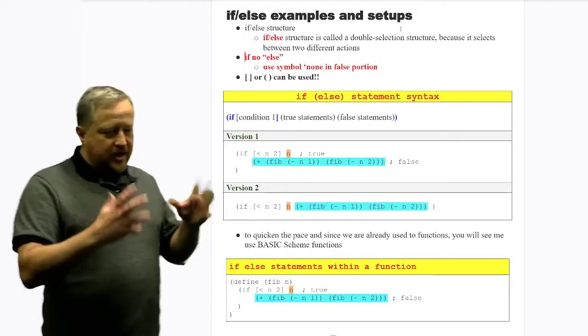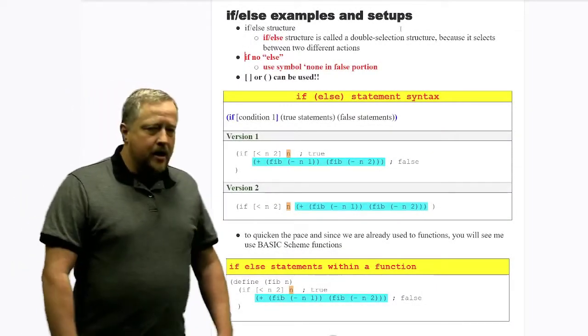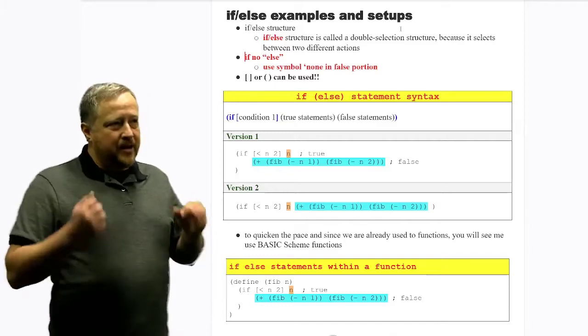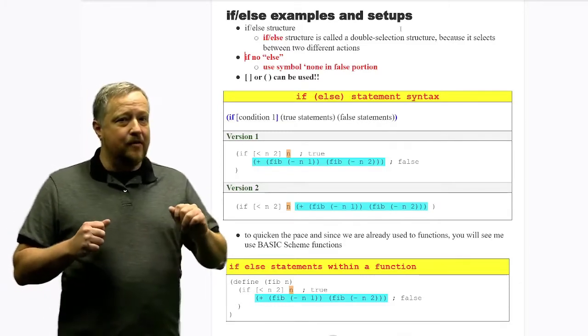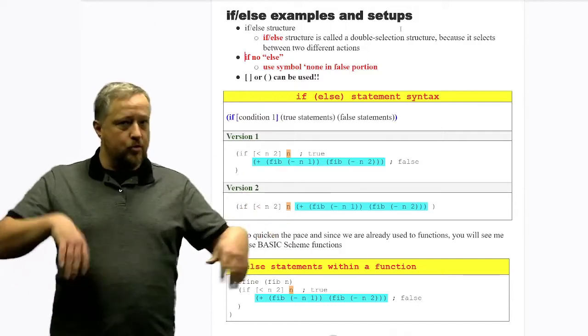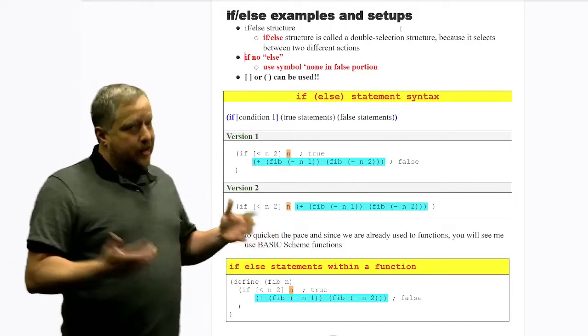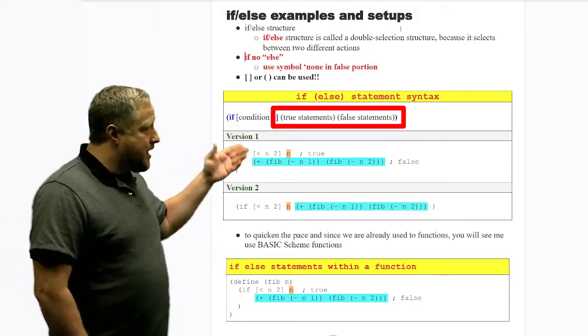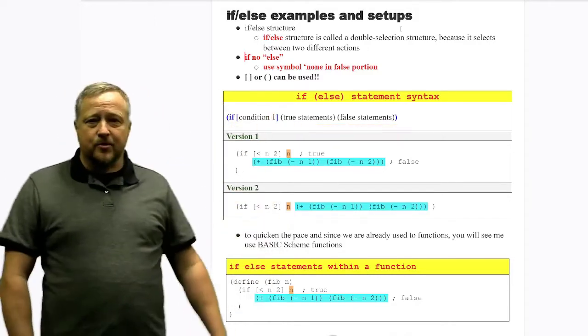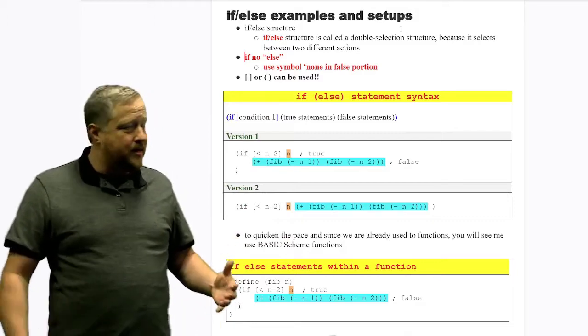So here's your first if-else examples and setup. Now, in Scheme, an if statement by default is going to have the return of if true or if false. So in reality, it really is an if-else statement. Let's just put it that way. You're not going to see the else anywhere in these examples that I have in front of you because else is really taken care of.